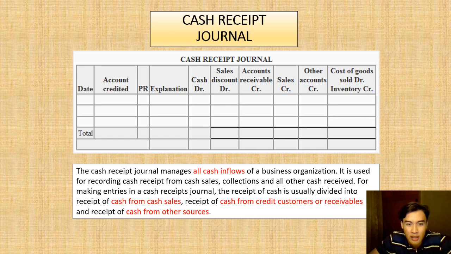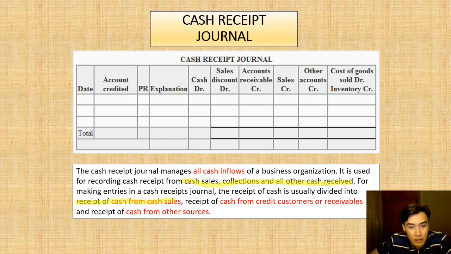What is cash receipt journal? Cash receipt journal manages all cash inflows of a business organization. It is used for recording cash receipt from cash sales. Okay, we see here, this is cash sales, collection, and all other cash received. For making entries in a cash receipt journal, the receipt of cash is usually divided into three, the first one is receipt of cash from cash sales.